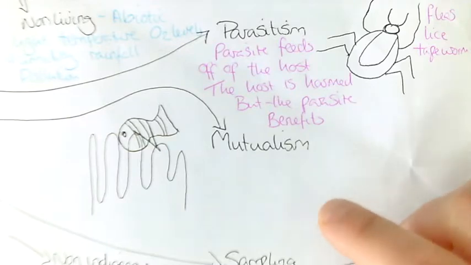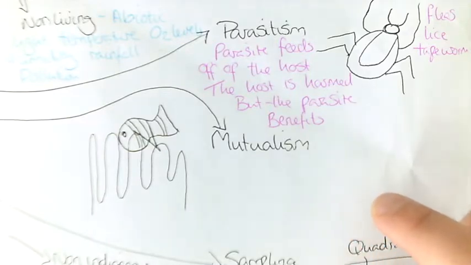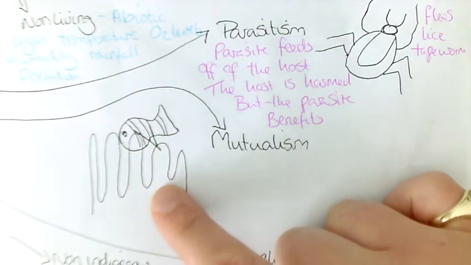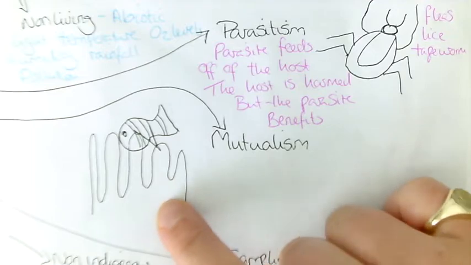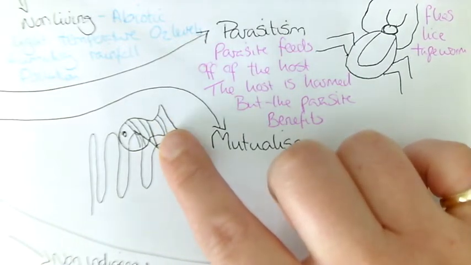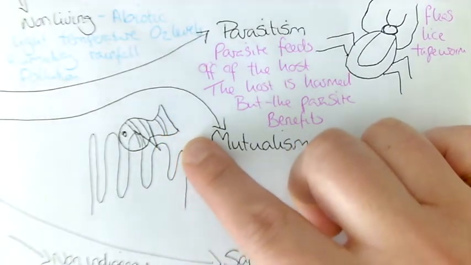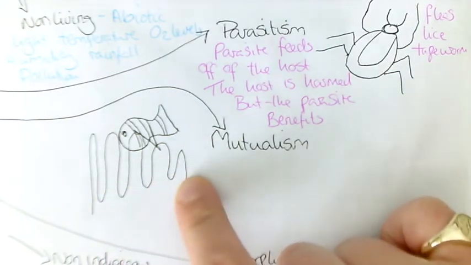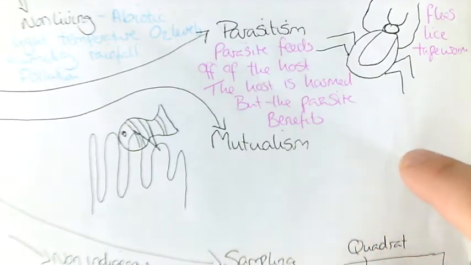Mutualism. This is where two organisms live together and they benefit one another. The anemone is normally toxic to most fish, but the clownfish is not affected by the toxins, so it has somewhere safe to live, and the anemone lives off the waste of the clownfish.